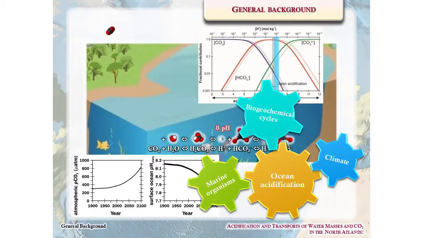Recent studies show that the present uptake of anthropogenic CO2 and the subsequent acidification is about 100 times faster than during the last ice age. And this rate far exceeds the regulation capacity of the Earth system feedbacks to restore the system. Therefore, there is a growing concern about how ocean acidification might impact marine organisms, global biogeochemical cycles, and climate.